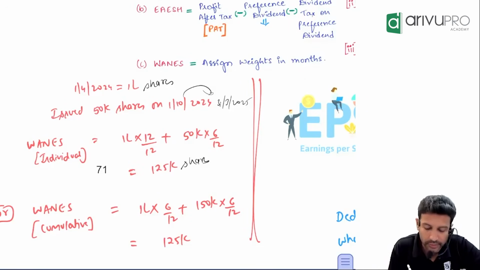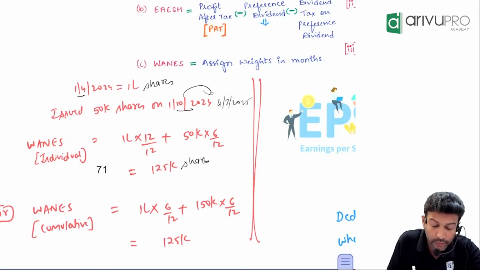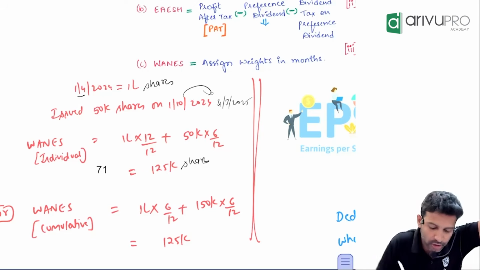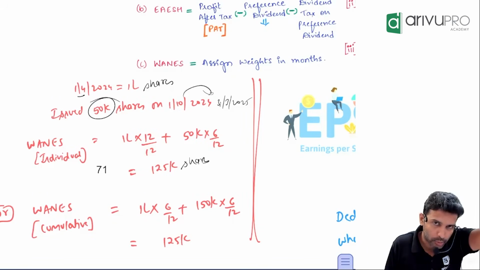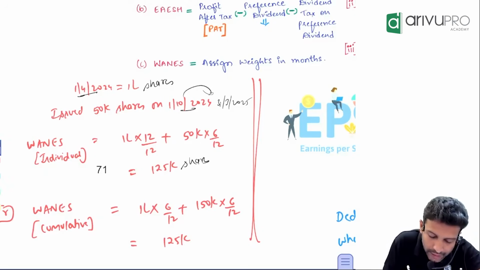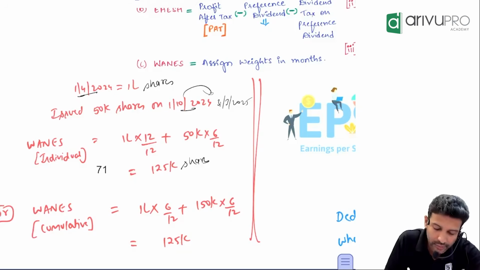This is one way of approaching the weights, which we call the individual approach. Another approach is the cumulative approach. You can follow any one of the two. Cumulative approach is like this. Listen to my sentence carefully. From 1st April till 1st October, company had 1 lakh shares. Do you agree with me? After that, the number changed because we issued extra. Once again, from 1st April till 1st October, company had how many shares? 1 lakh shares.